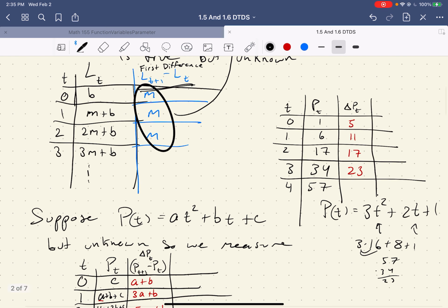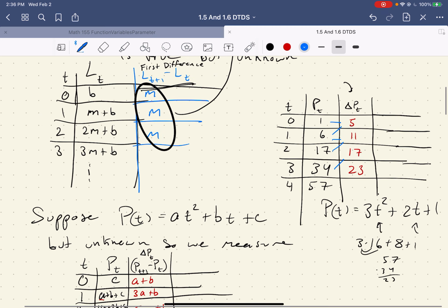So in this case, we don't have a constant first difference. We don't have a constant difference equation. But if we do the difference algorithm again, to get this 5, I did 6 minus 1. To get the 11, I did 17 minus 6, and then 34 minus 17, and then 57 minus 34. Let's do that same idea again.